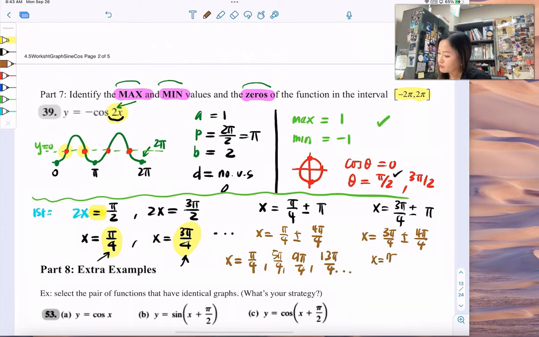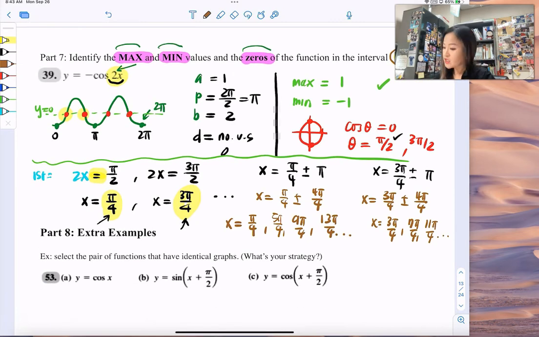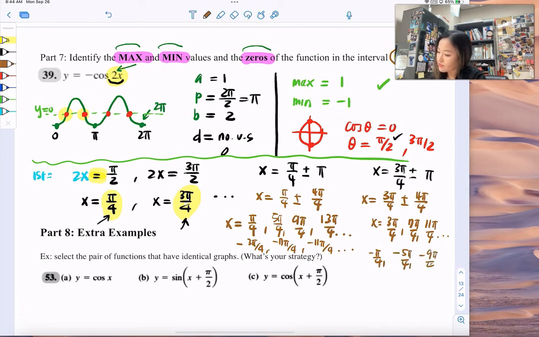Same thing here. X equals 7 pi over 4. Sorry, I forgot to add 3 pi over 4, right? It happens at 3 pi over 4. It happens at 7 pi over 4. Next one, 11 pi over 4, etc. But we got to go to the left because it asks for negative 2 pi to 2 pi. So we're going to go to the left as well. So it's going to be negative 3 pi over 4, negative 7 pi over 4, negative 11 pi over 4, etc. Okay, this one too, negative pi over 4, negative 5 pi over 4, negative 9 pi over 4, etc.